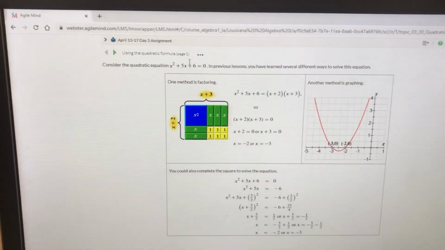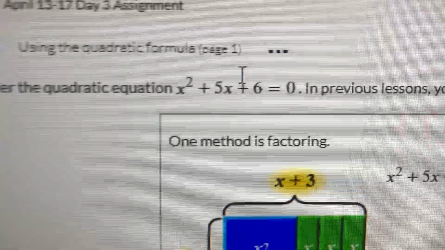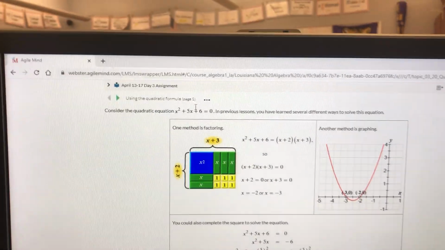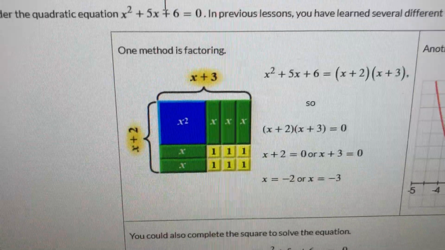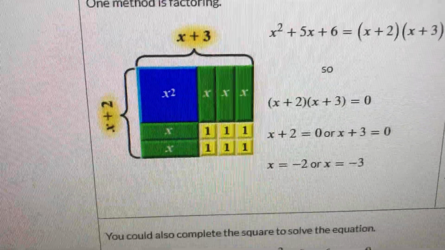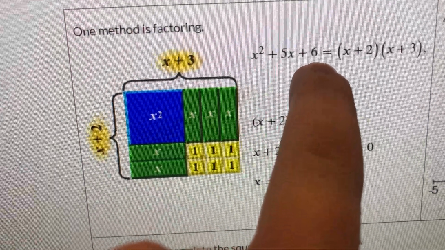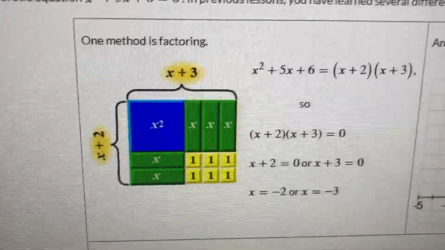So the first slide, we have a quadratic equation here, and it wants you to solve it in your book by factoring and graphing and completing the square, which I'm just gonna show you what they put on the screen here. The easiest way to do this one is gonna be factoring. We are looking for a number that multiplies to give us 6 and then adds up to give us 5. That's 2 and 3, and we factor it out there.